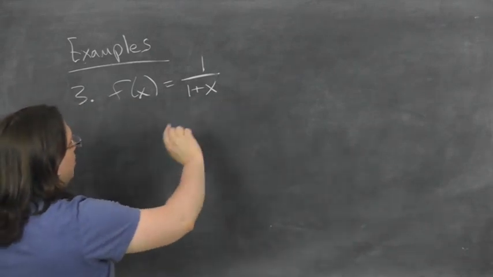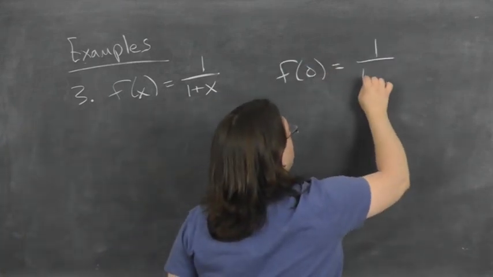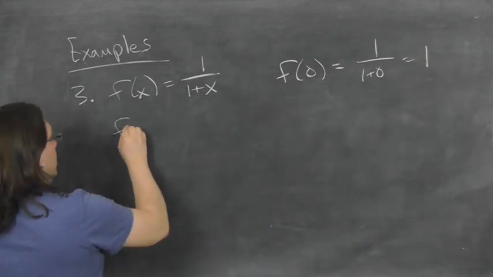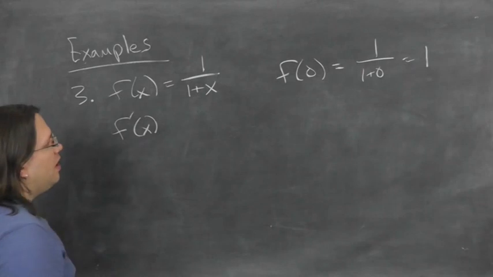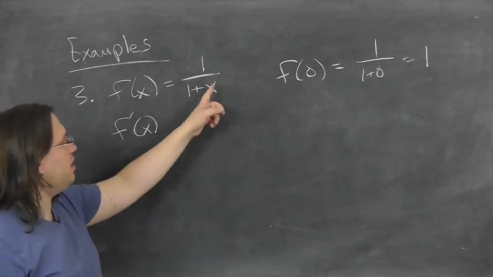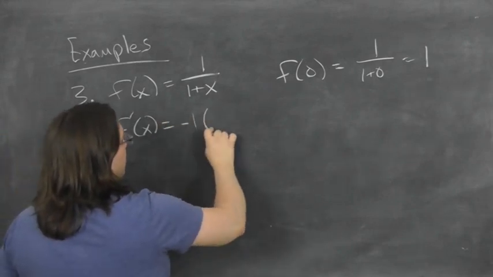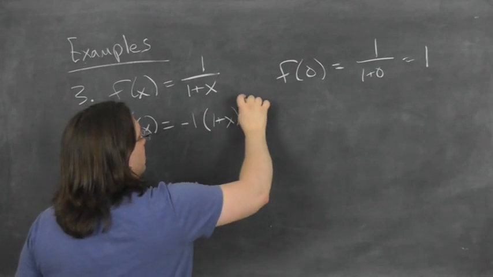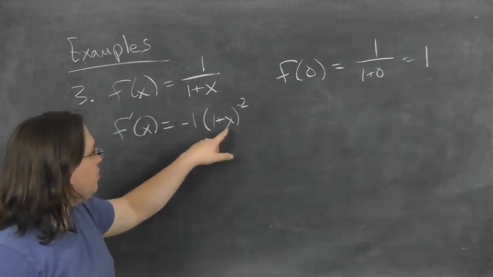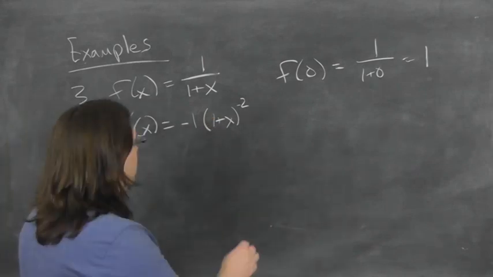So let's see what happens. We need to plug in 0, and we get 1 over 1 plus 0, which is equal to 1. All right. Now we need to start taking derivatives. And to take the derivative of this, I'm going to think of this as the function 1 plus x all raised to the minus 1. So the derivative will be minus 1 times 1 plus x to the minus 2. And then secretly, there's a times the derivative on the inside, but the derivative on the inside is 1. So we don't have to do anything.